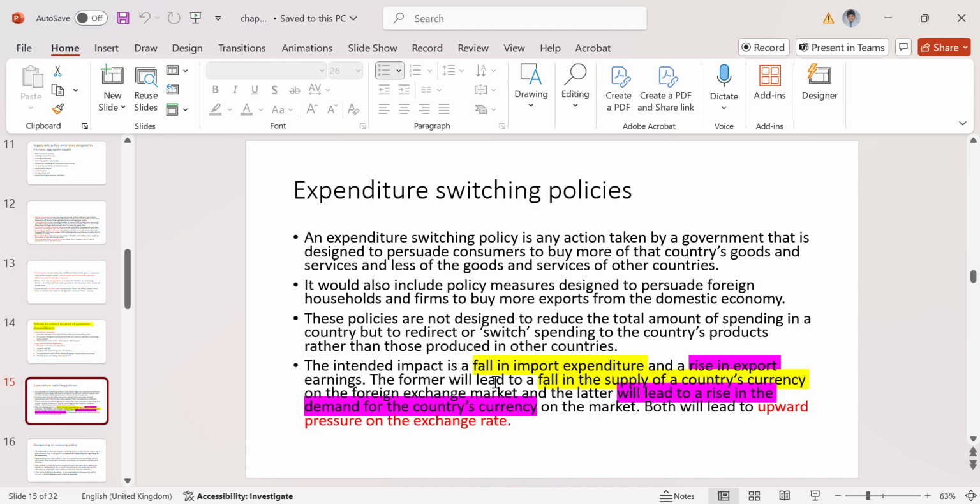So if the import expenditure falls, then the supply of the country's currency abroad will go down, and this will lead to an upward pressure on the exchange rate. Similarly, due to expenditure switching policy, people are persuaded to buy domestic goods. So demand for domestic goods will increase, and this will also lead to an increase in export earnings. And if export earnings increase, then the demand for domestic currency will increase in the international market, which will lead to an upward pressure on the exchange rate.